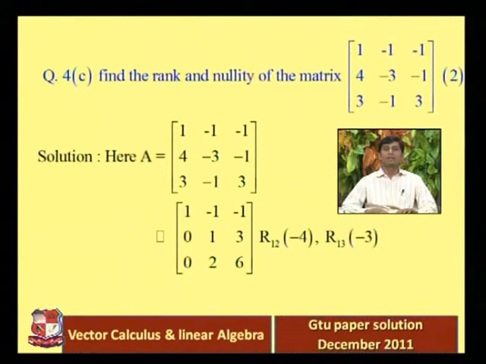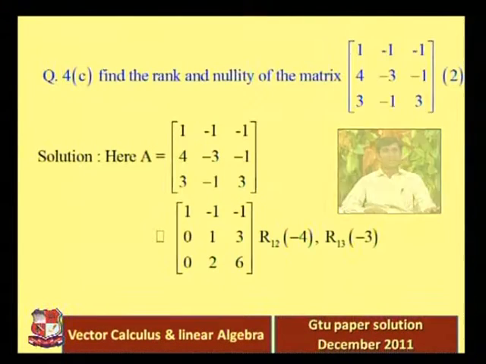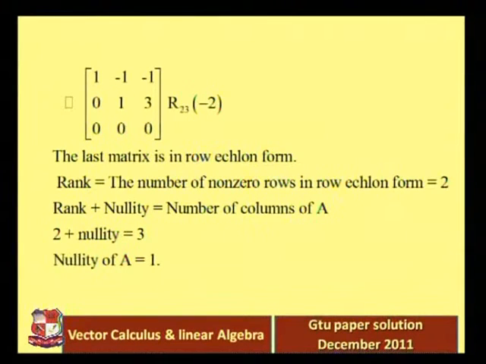Now in the first column we have the leading entry 1, and below that leading entry all the elements are 0. In the second row our leading entry is 1, and we want to make the entry below it 0. So the next step is to multiply the second row with minus 2 and add into the third row. The first and second rows stay as they are, 1 minus 1 minus 1 and 0 1 3, and the third row becomes 0 0 0.